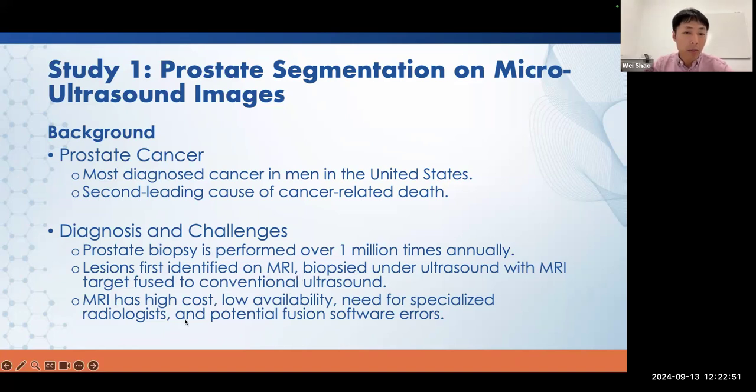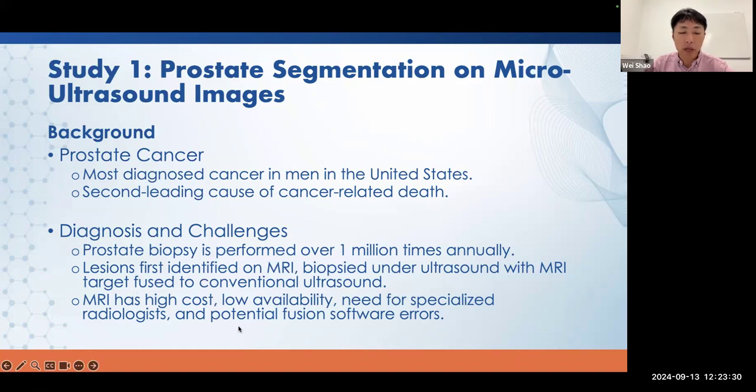But MRI is not widely used for several reasons. First, it has a very high cost, about $2,500 per scan. Second, to read those MR images, we really need well-trained radiologists. But we have a shortage of qualified radiologists to read MRI, especially in community hospitals in the United States. More than 80% of the hospitals in the United States are community hospitals, where usually they don't have qualified radiologists to read those MRIs.